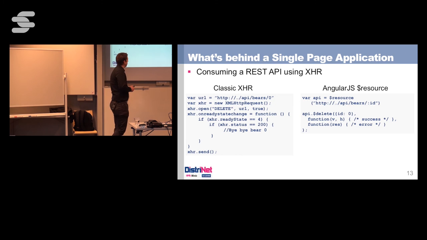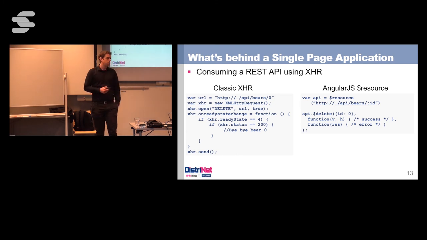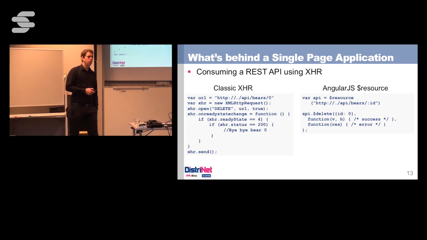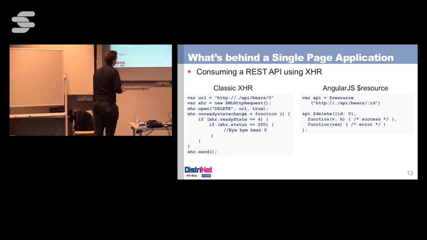AngularJS has, I think, at least three methods for consuming a REST API. You have the HTTP service, which is quite basic. You have the resource, which can create objects from data objects, and you can execute operations on that. So for instance here, we just define a new resource with an API located here, and we delete it with this ID. Then you have callbacks, success and error callbacks.